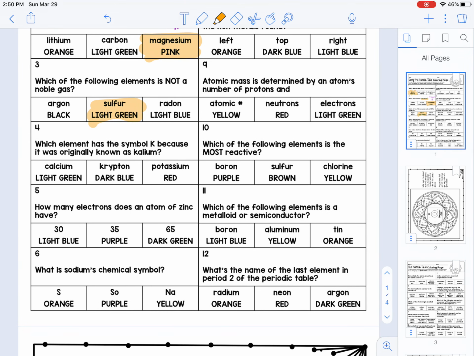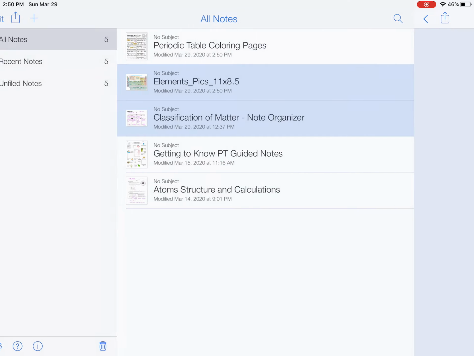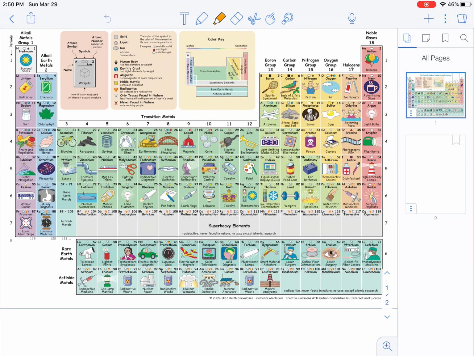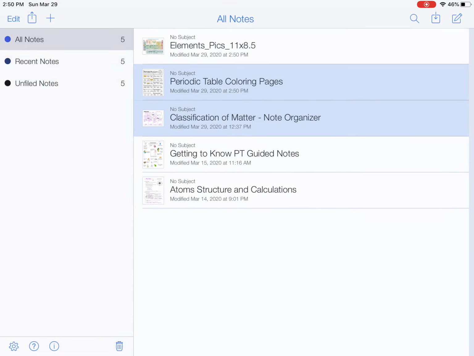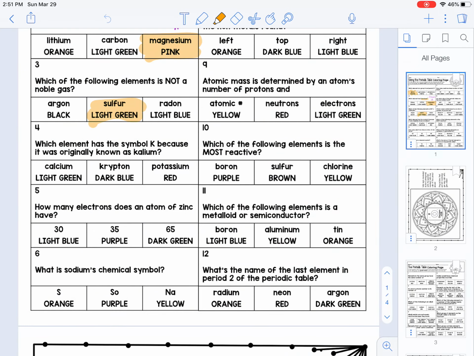Number 4, which element has the symbol K because it was originally known as Kalium? Now we don't need to know why it has the symbol K, we just need to look through our periodic table and find the element that has the symbol K. The choices it gave us were calcium, and calcium is right here, but its symbol is Ca, so that's not it. Krypton is right here on the right hand side, and that is Kr, so that's not right. And then potassium is over here, and that's K, so potassium is our correct answer. So on our page, we're going to color our number 4 boxes red.